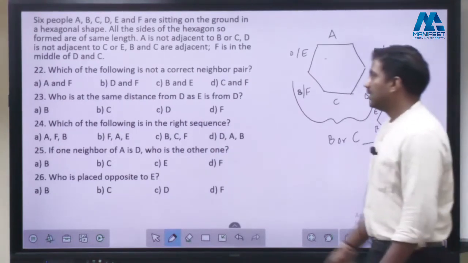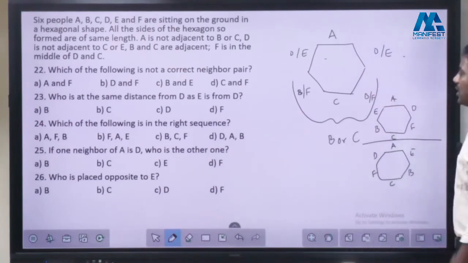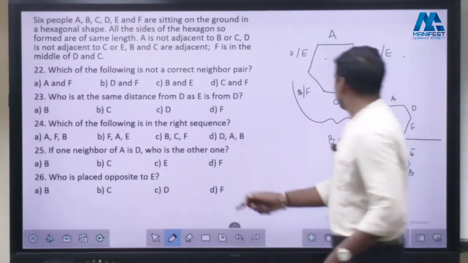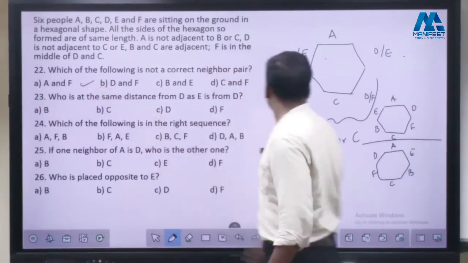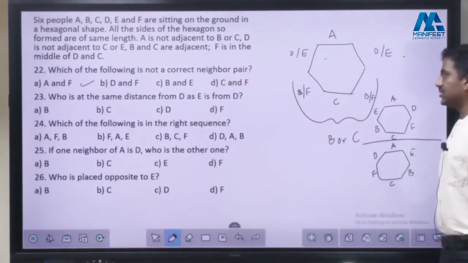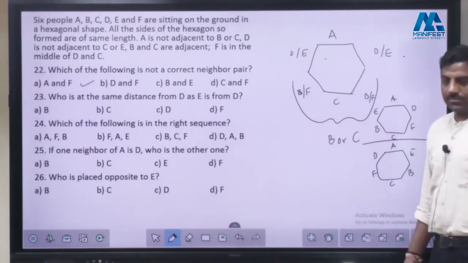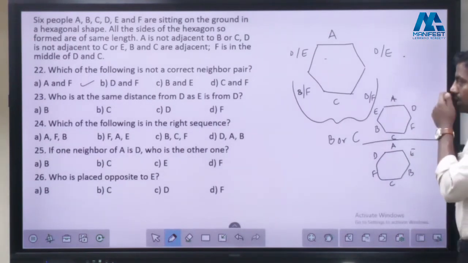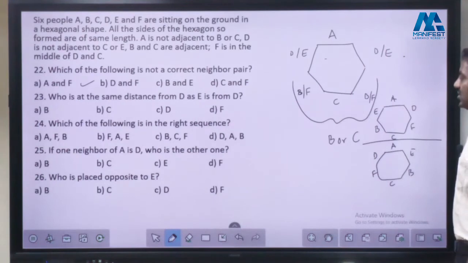Let us try to answer. Which of the following is not correct neighbor pair? A and F. Are they neighbors? D and F are neighbors, B and E are neighbors, C and F are neighbors, but the first pair is not neighbor.